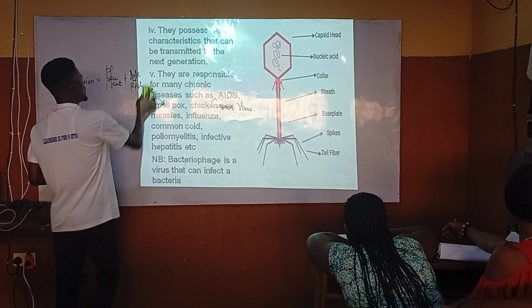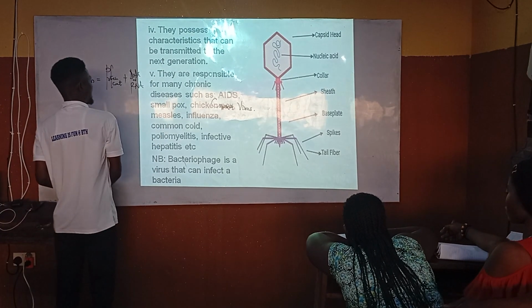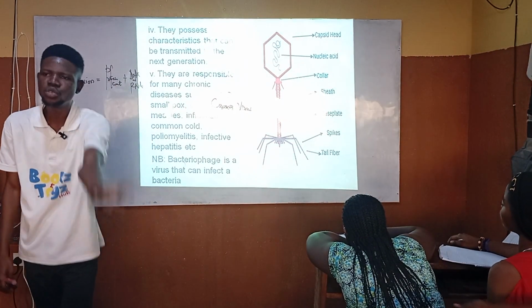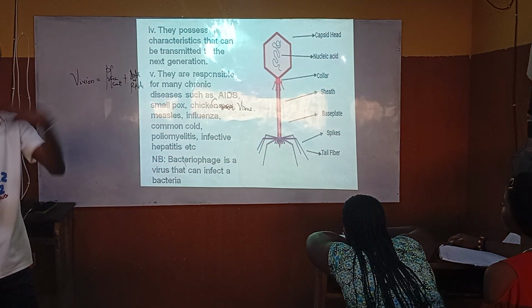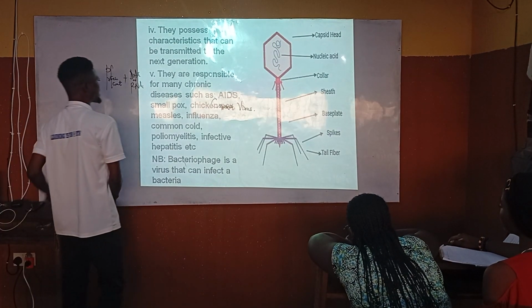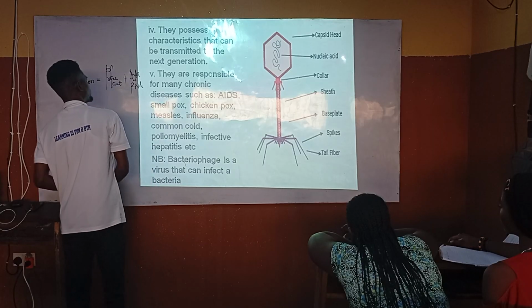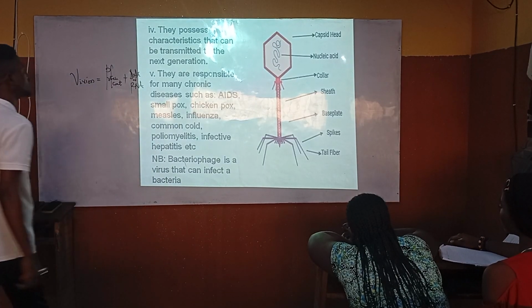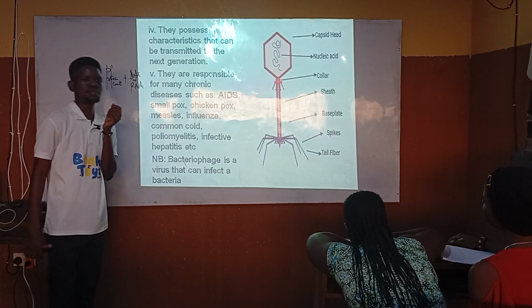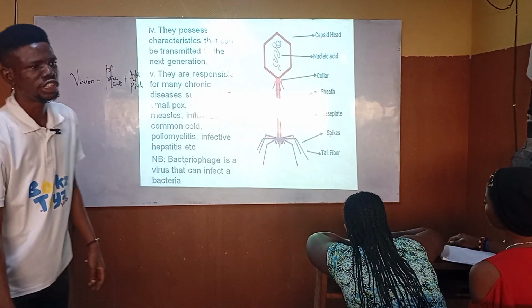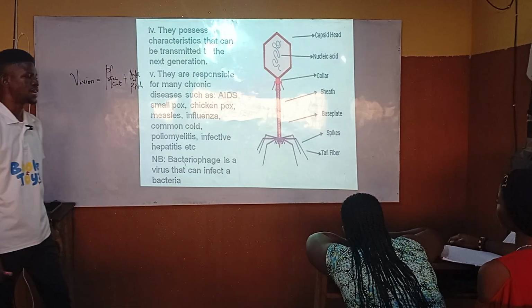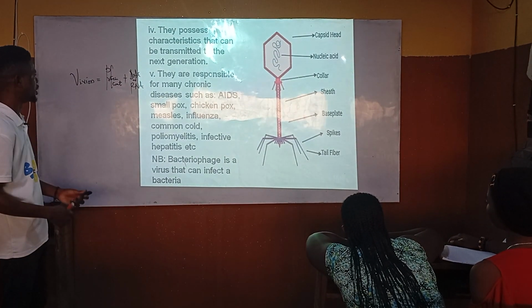Number four, they possess characteristics that can be transmitted to the next generation. That means they can reproduce and they can pass their traits to their offspring. They possess characteristics that can be transmitted to the next generation.